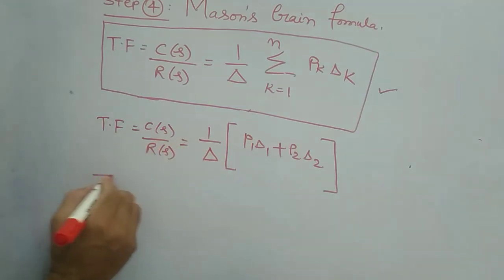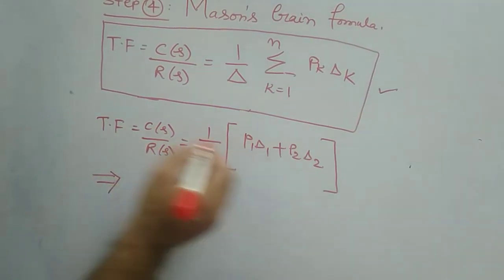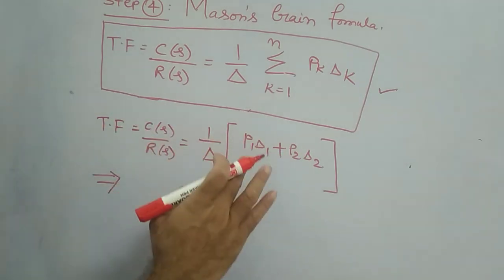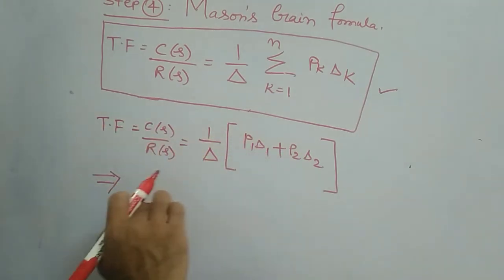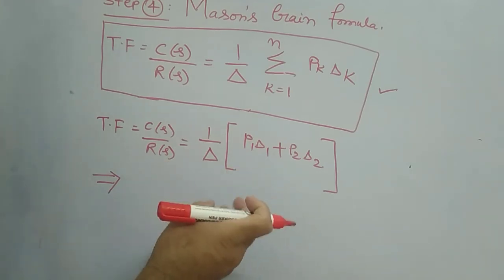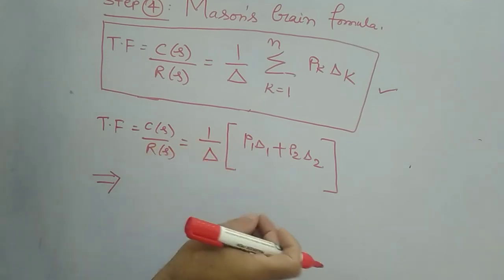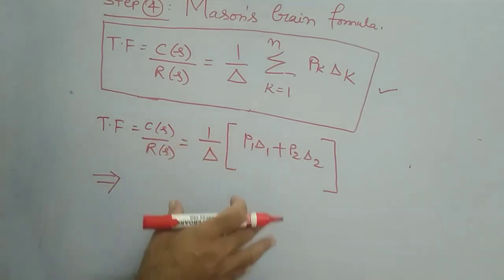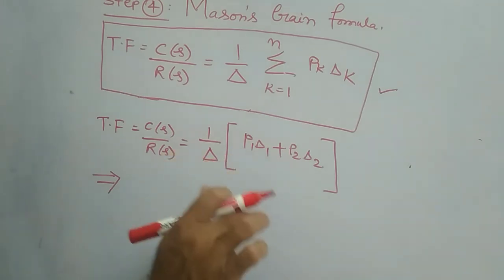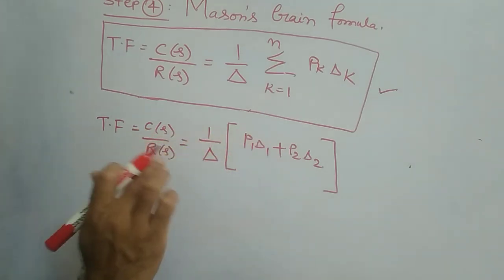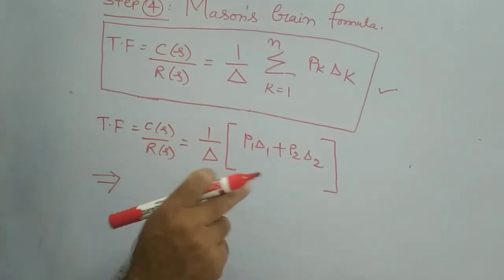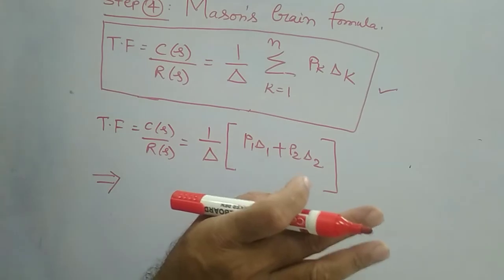This implies, what is P1? Your first forward path. What is delta 1? Delta 1 is nothing but, consider the first forward path. With respect to the first forward path, are there any non-touching loops available in this given signal flow graph? If available, then you have to find the individual loop gain. So delta is equal to 1 minus loop gain is the formula.